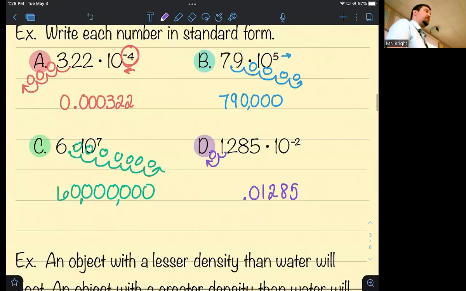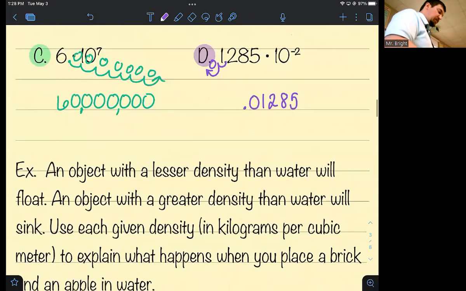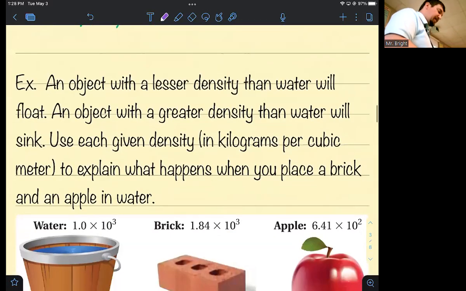And that's going from scientific notation to standard form. The next lesson was going to be going from standard form to scientific notation. Makes sense just to talk about it today. Before we get there, though, they're going to give you some story problems that involve scientific notation.